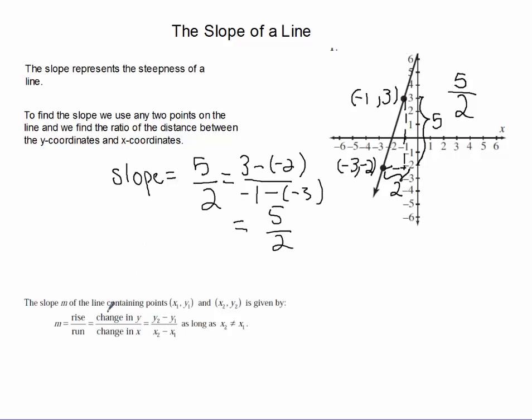Sometimes we also refer to the slope as rise over run, because rise is how much you have to rise to get from this point to this point, and run is how much you would have to run from here to here to get from this point to this point. It's also called the change in y and the change in x.